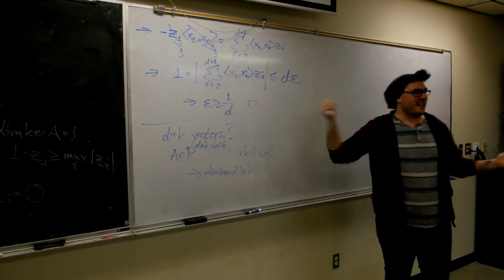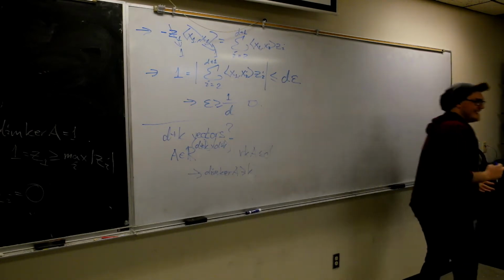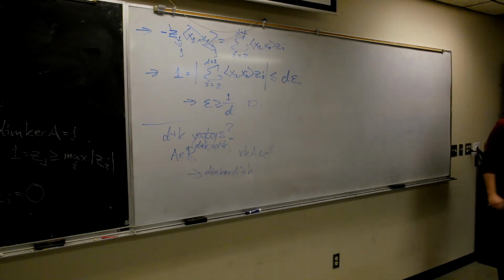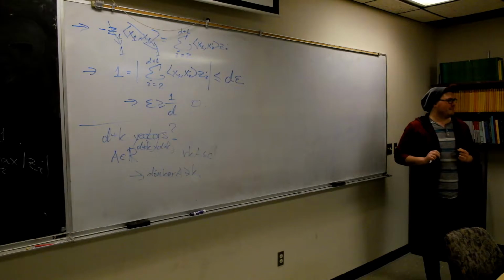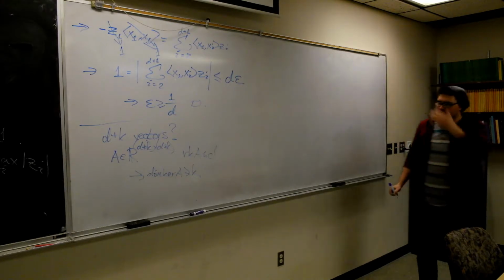Well, really 1 over d plus k, right? Which is even worse than 1 over d. So somehow we're going to have to pick the right vector out of the kernel. Now how could we do this?